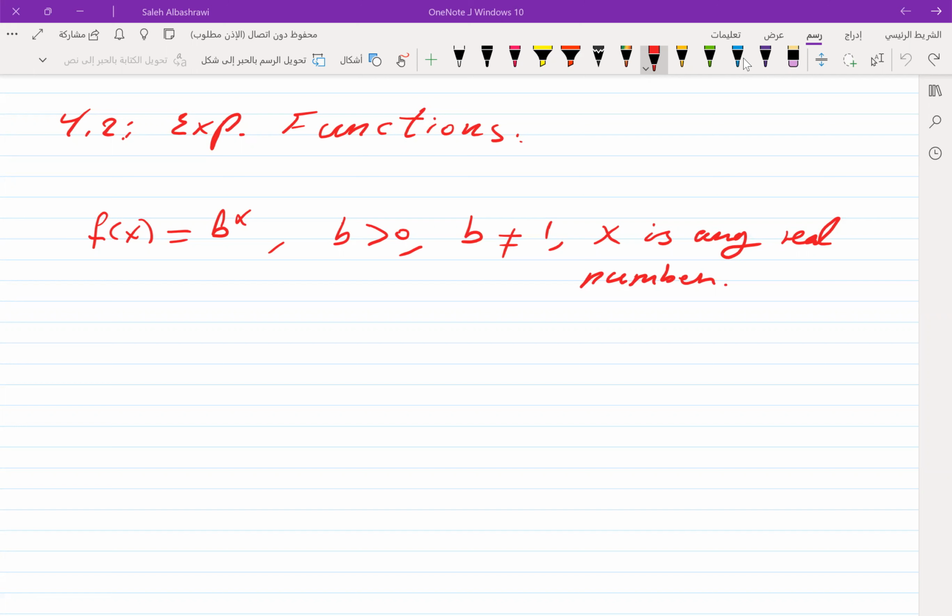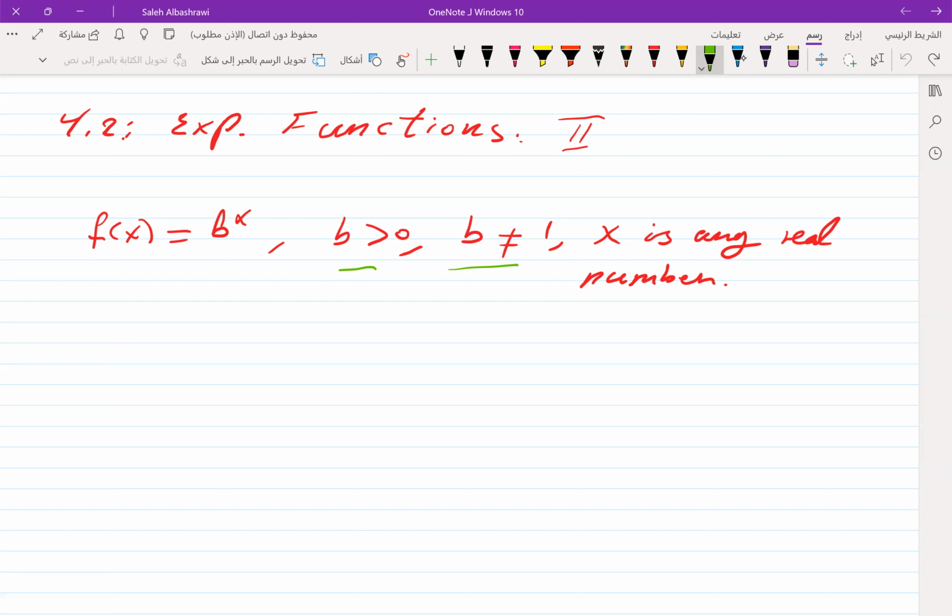Welcome to the second part of this topic, which is the exponential functions. In the last part, we spoke about the definition of the exponential function, and we said that the exponential function is a function of the form f of x equal to b to power x, where b is greater than 0, b is not equal to 1, and x is any real number.